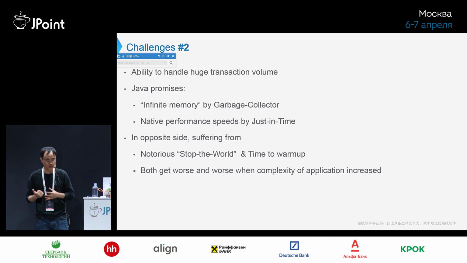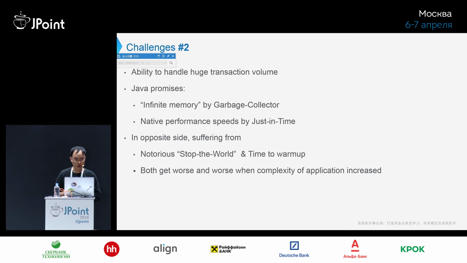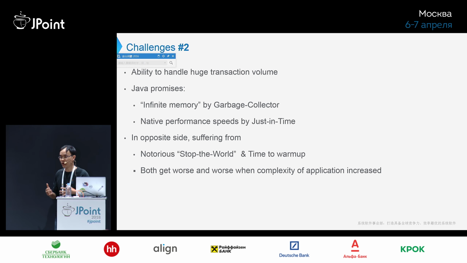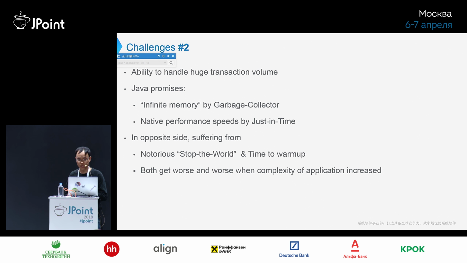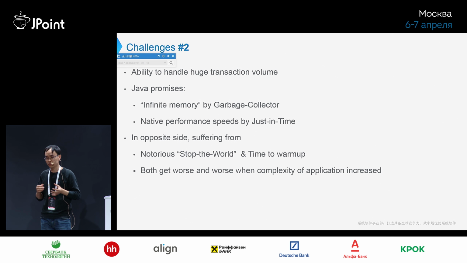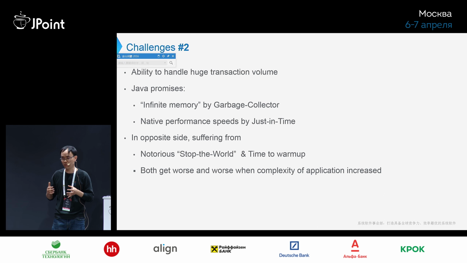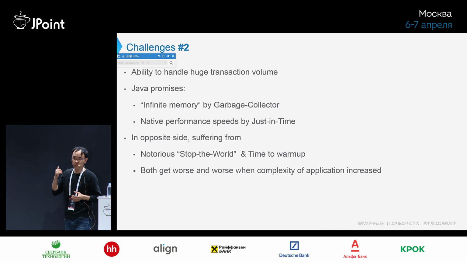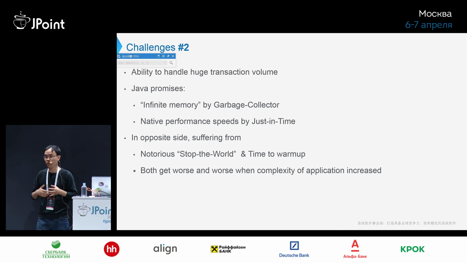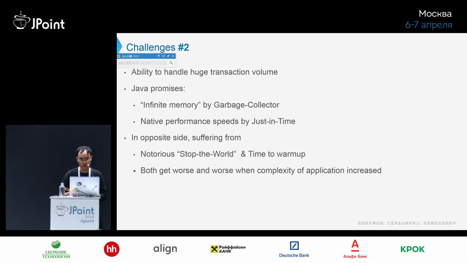The second challenge is that we need to deal with such huge transaction volume. For Java, the promise is that garbage collection gives you effectively infinite memory, and Java gains native performance by using just-in-time compiler technology. But on the other side, we are suffering from longer GC stop-the-world times, and Java needs additional CPU cycles to compile Java methods, so the compiler threads compete for CPU cycles. Both of them get worse and worse when the complexity of the application increases. This is something we need to resolve.